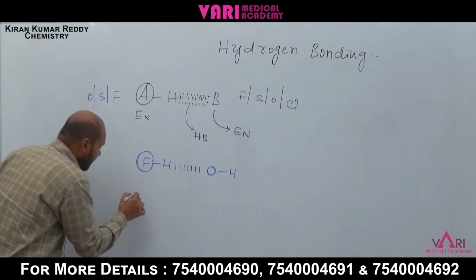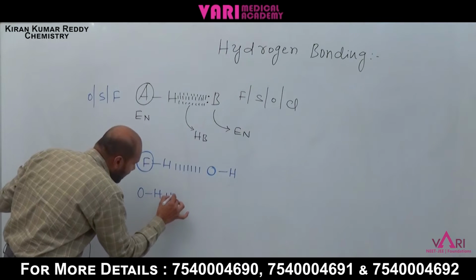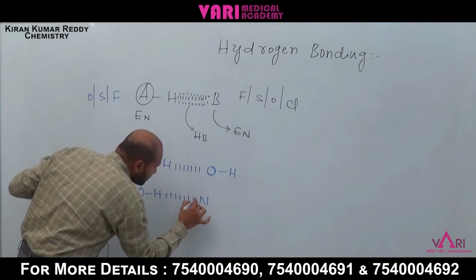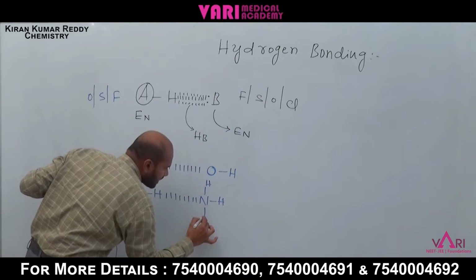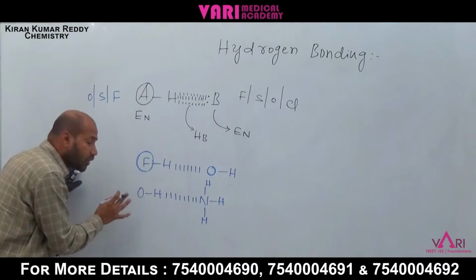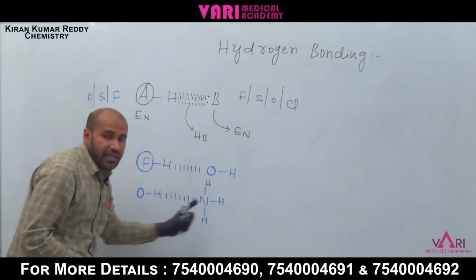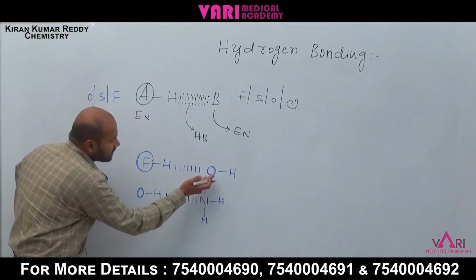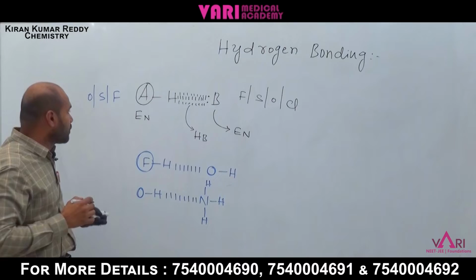If you take O-H, hydrogen bonding with an electron rich heteroatom and electron deficient hydrogen atom, here is NH3. Oxygen and nitrogen: which one is more electronegative? Oxygen is more electronegative compared to nitrogen, so this bond is stronger. If you take oxygen as A and fluorine as B, the bond strength is less.